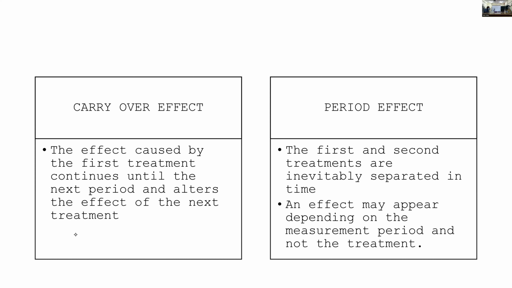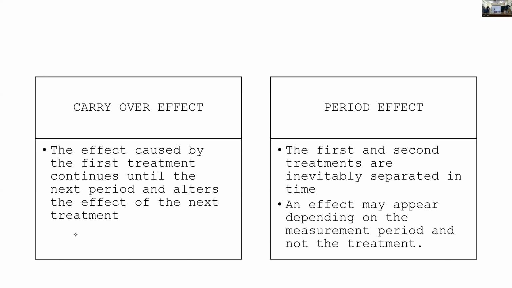So the two main effects to actually watch out for are the carryover effect and the period effect. The carryover effect is the effect caused by the first treatment, which continues until the next period, and it alters the effect of the next intervention. So to prevent this, we need to use a washout period.